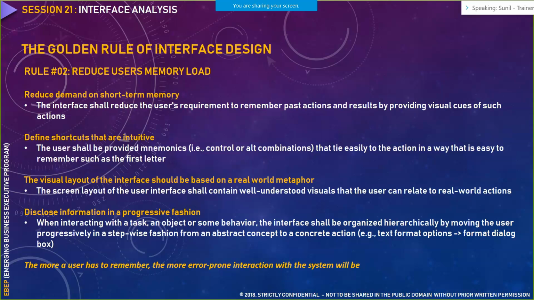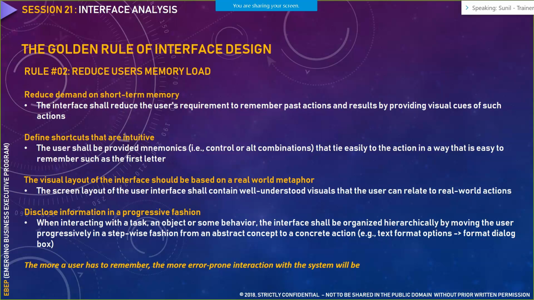Then disclose information in a progressive fashion. When interacting with a task, an object, or some behavior, the interface shall be organized hierarchically by moving the user progressively, like text format option, format dialog box, and so on, which gives information in a progressive fashion. For example, the breadcrumb. Whenever you are on a particular page, you should be able to understand the hierarchy from where you are coming to that particular page. On top of every page, you could see a breadcrumb, wherein you see from where you are coming to that particular page. What is the hierarchy of the information organization in that particular website?